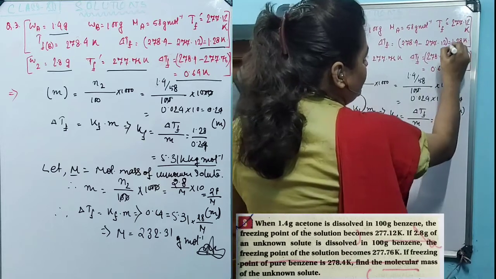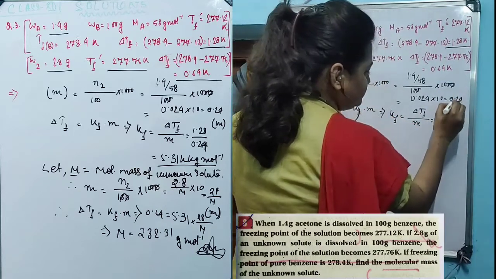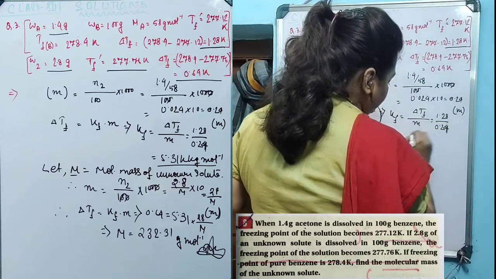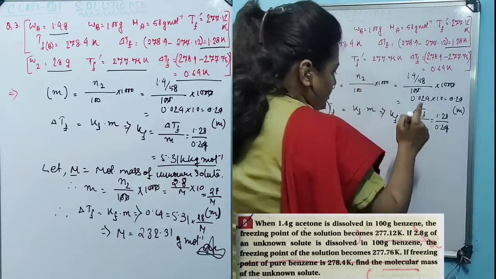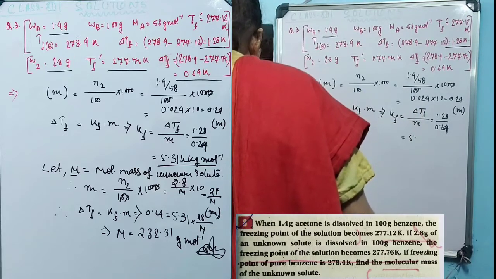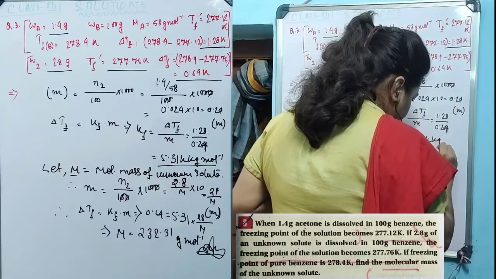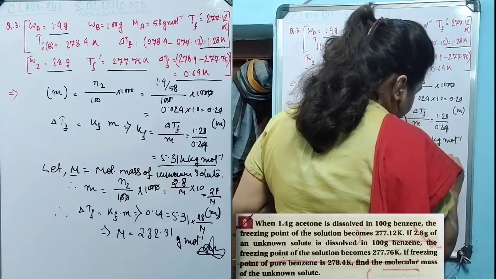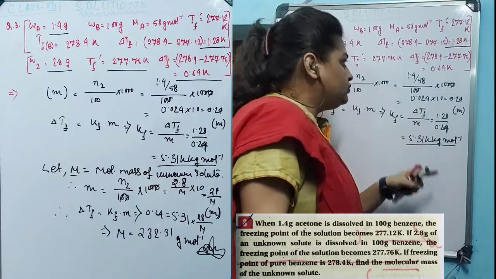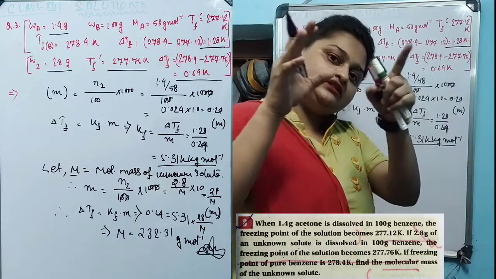Delta TF we have found is 1.28, and the molality of the solution we just calculated is 0.24. By calculating this, we find the Kf value for benzene is 5.31 Kelvin kg mole inverse. This is the value of Kf for benzene that we have calculated from the set 1 information given in the question.